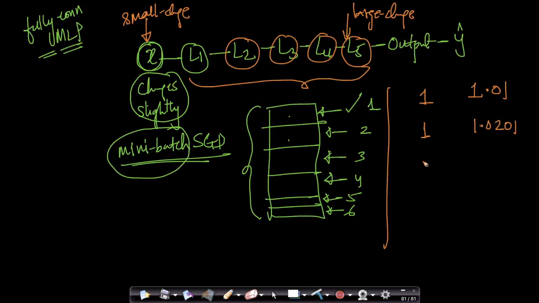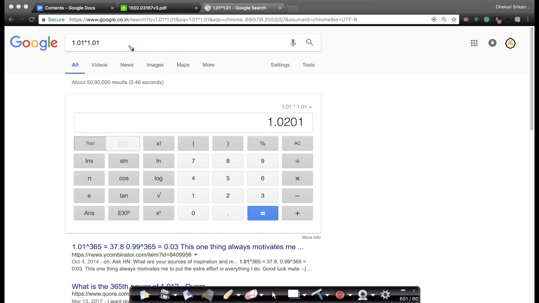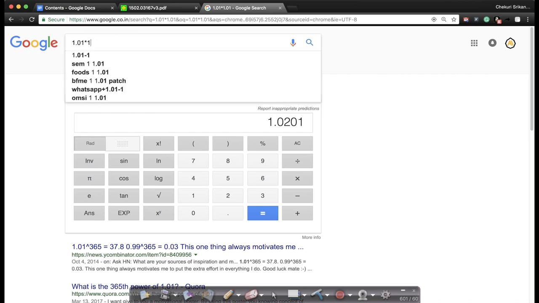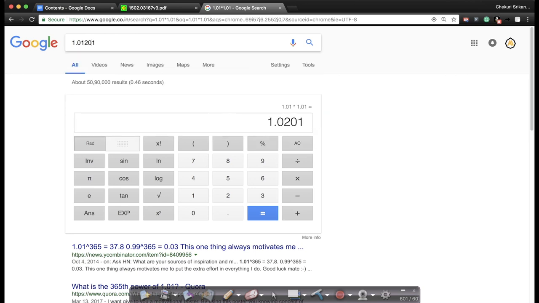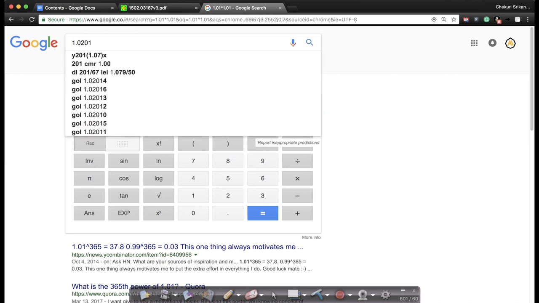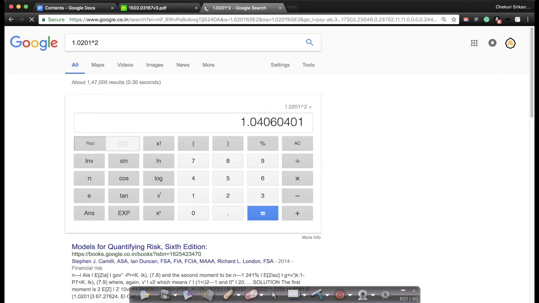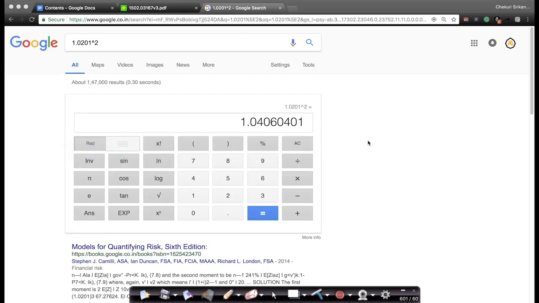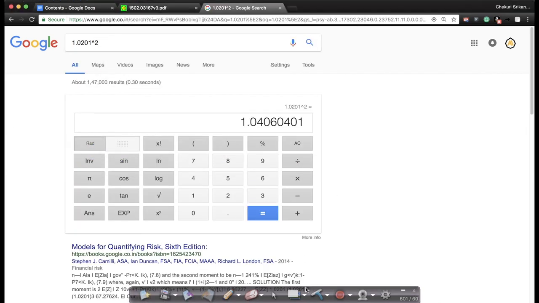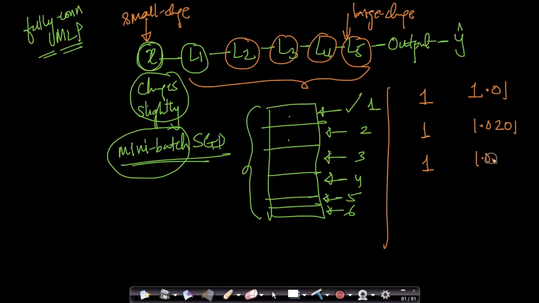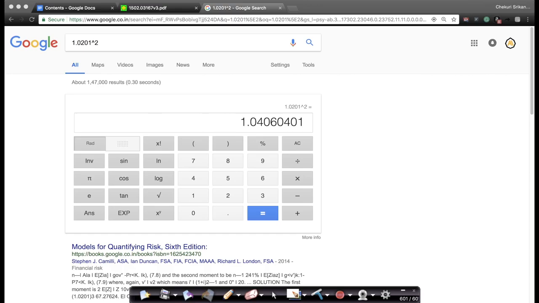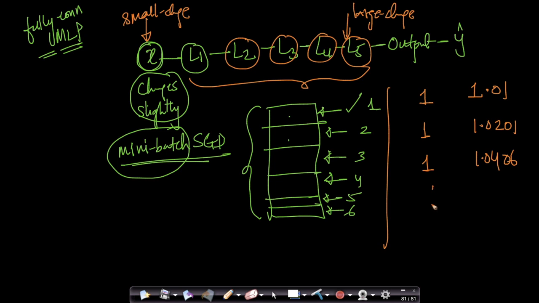Again, I multiply this with itself. The 1 stays 1, and for 1.0201 squared, I get 1.0406. If I keep doing this a bunch of times, this will remain 1, but this value can increase dramatically.